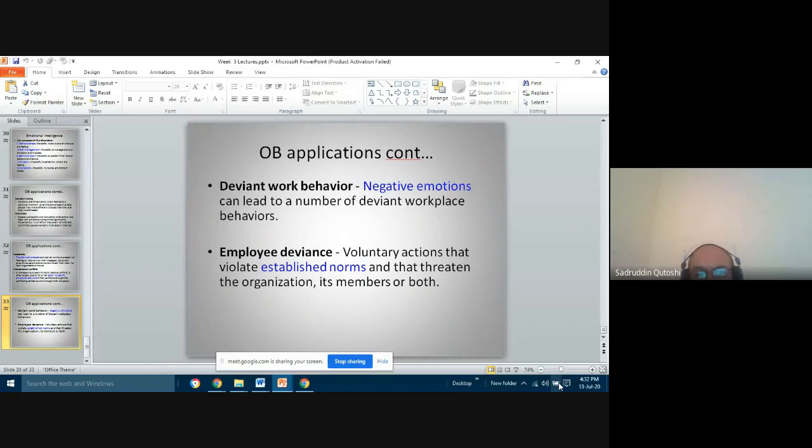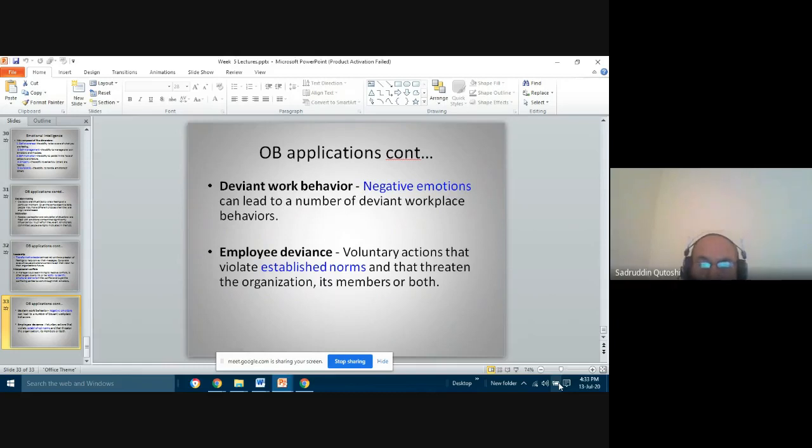Deviant work behavior and employee deviance. What is deviant work behavior? A negative emotion can lead to a number of deviant workplace behaviors. If you are not emotionally safe, secure, and reliable, that triggers you to deviate from and violate the rules and regulations in the organization, and you will probably be a trouble for the organization with that deviant behavior.